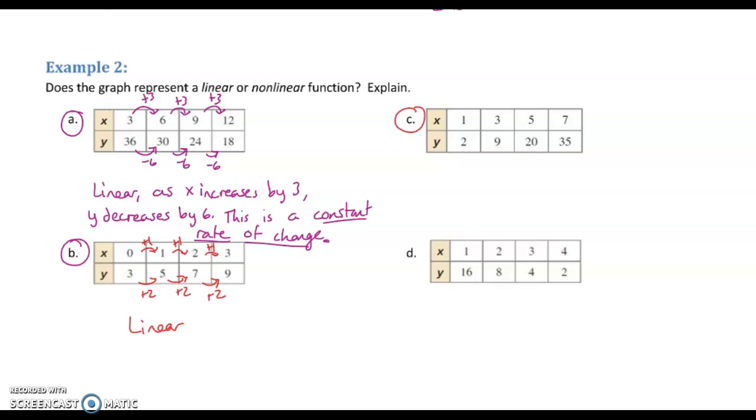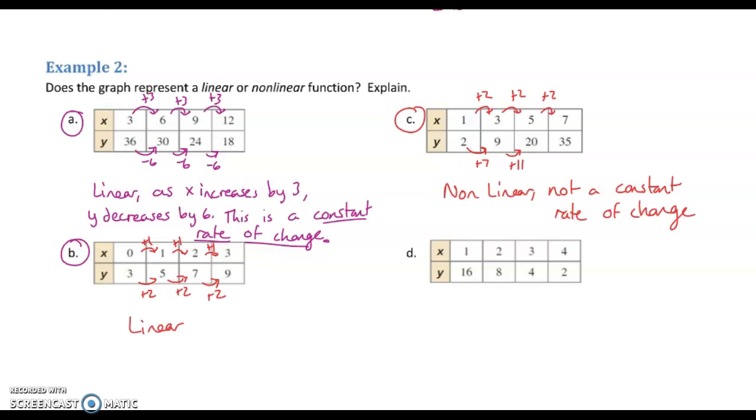Let's try C. So is example 2C linear or nonlinear? All right, if you look at it, it adds 2 on each x. Now look at the y values. That's adding 7. That's adding 11. Right there, that's enough for me to say it is nonlinear because it is not a constant rate of change.